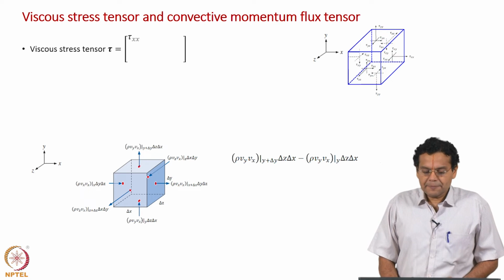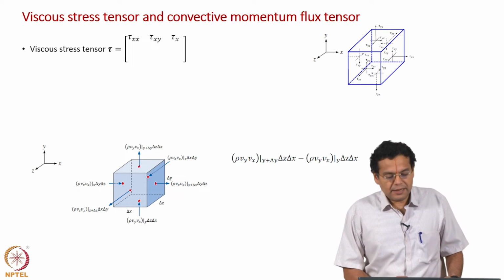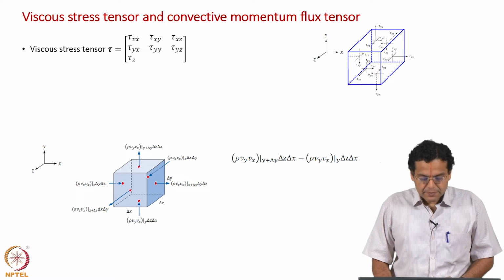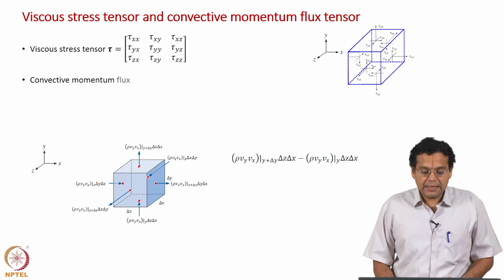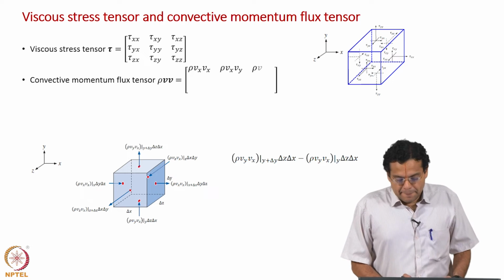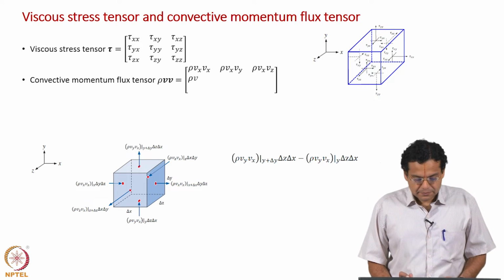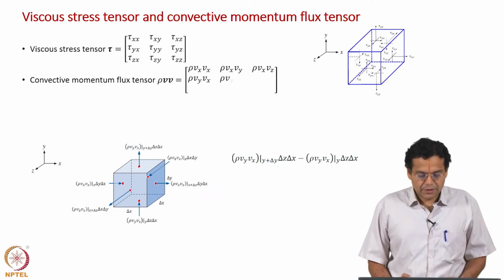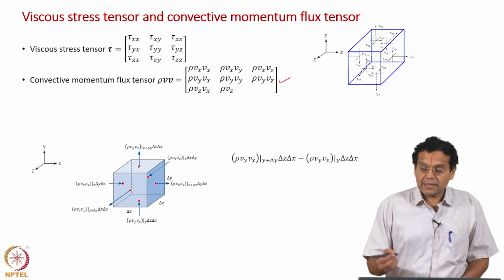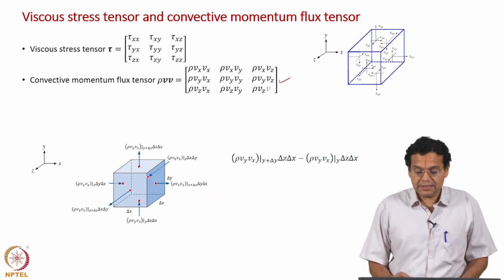The viscous stress tensor, as we have written earlier, is represented by these 9 components, same as what we saw in the previous slide, and the convective momentum flux tensor is given by these 9 components. We will just compare these 2 tensors now. We will also understand why this matrix represents the convective momentum flux tensor.